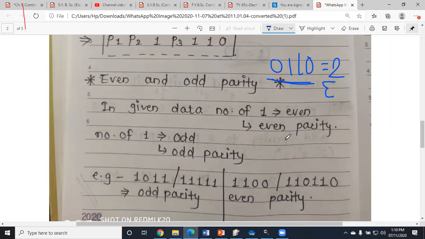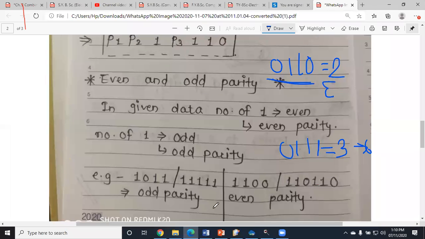Okay, now see, just tell me this 0 1 1 1. How many number of ones are there? 3. 3, even number ki odd number hai? Odd. That is why parity of this is odd. See here, 1 0 1 1, kiti number hai त्याच्यामध्ये? How many number of ones are there? 3. 3 is odd number, that is why parity of this is odd.